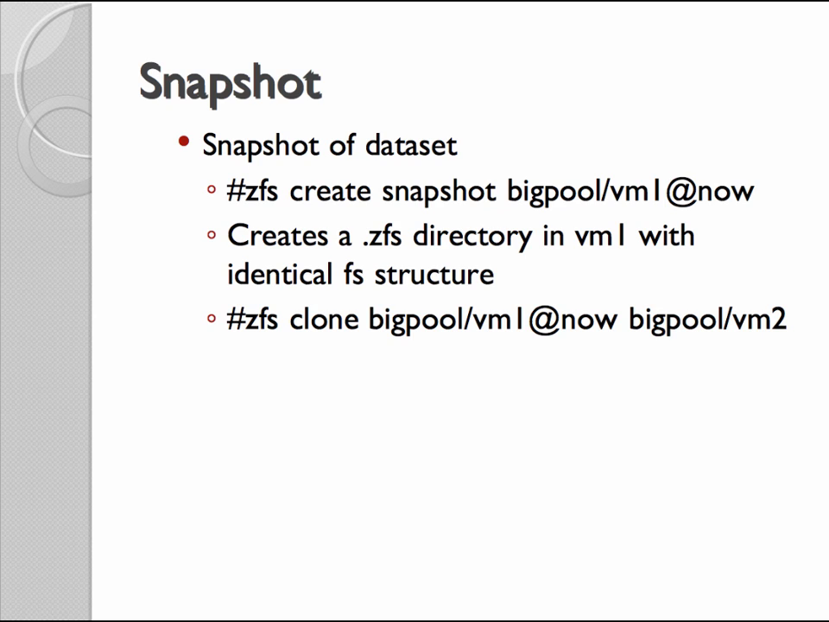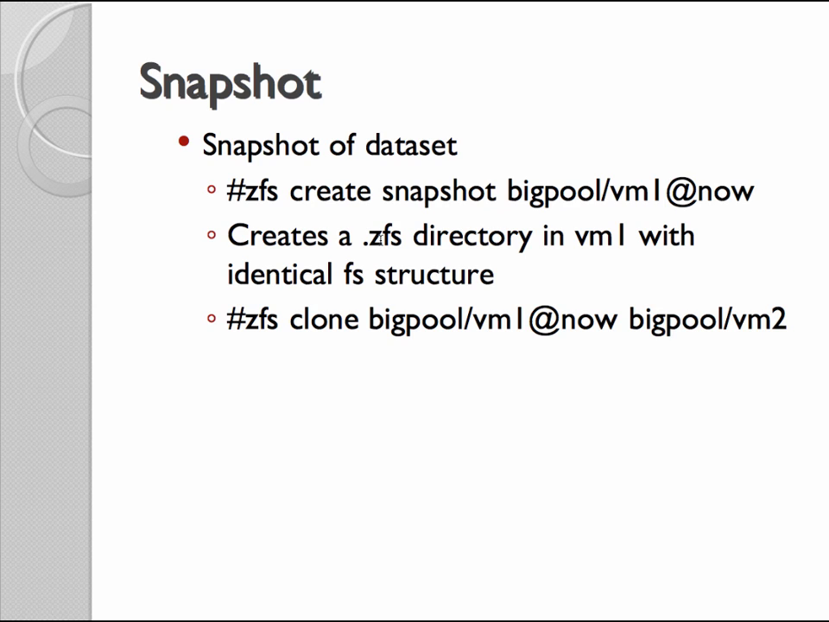Creating the snapshots is easy. It's a single command, zfs snapshot of whatever my data set name is, then the @ symbol, and then any string I want to use to have a name for that particular snapshot. And then once I do that, it creates this .zfs directory in that VM1 data set that I can access. All of those files are there, the original versions of those in that directory inside of the data set. Now, all of these are read-only.